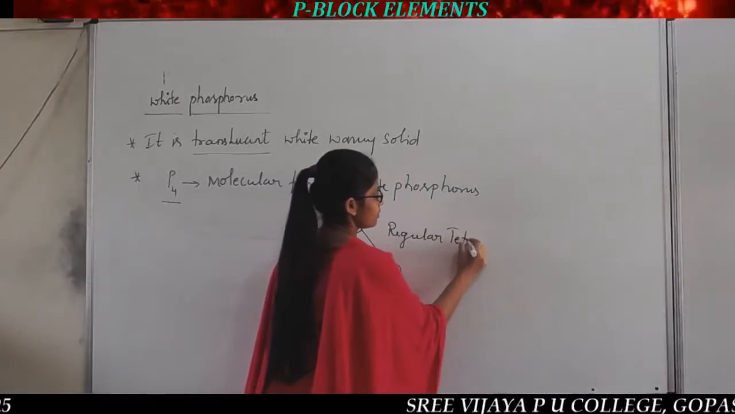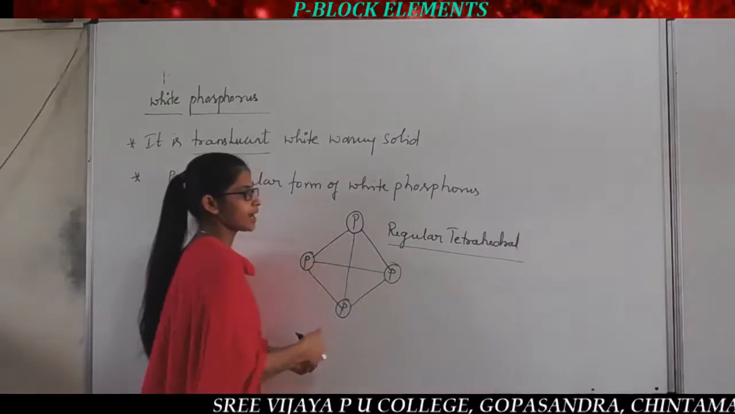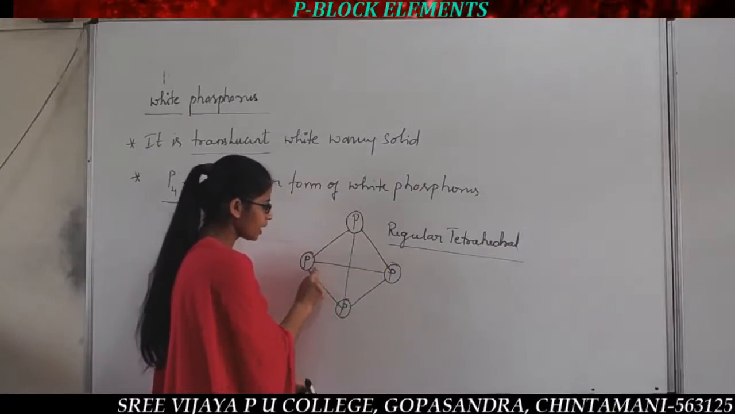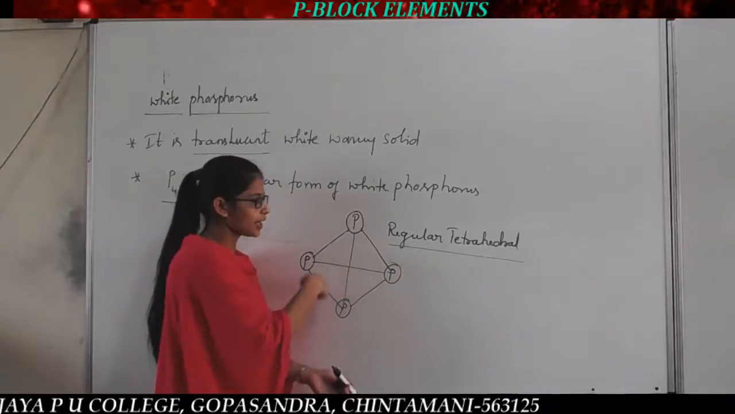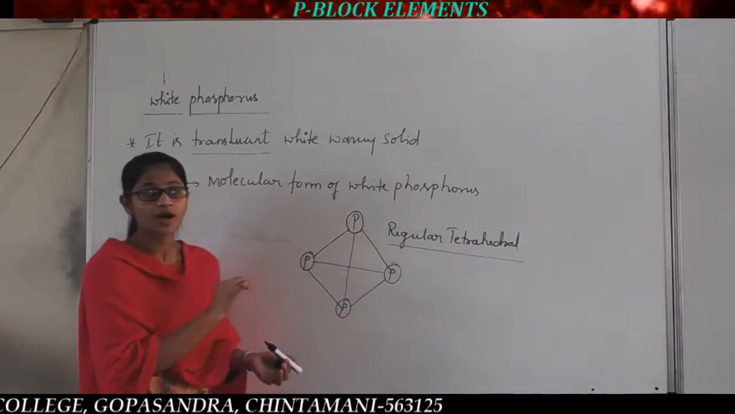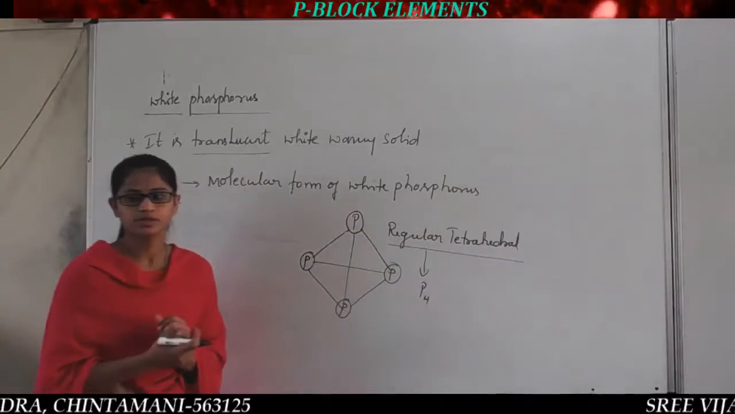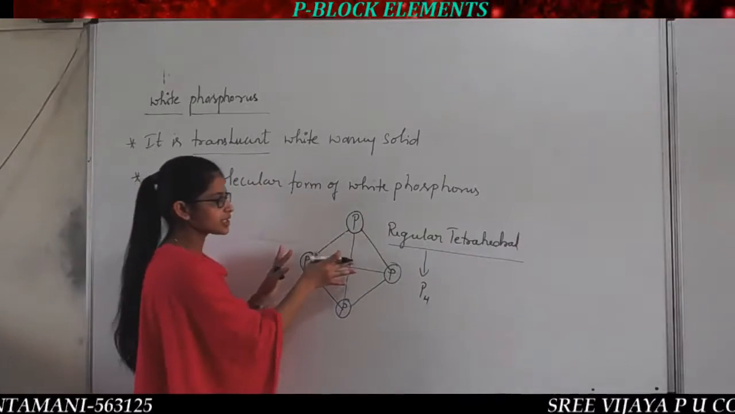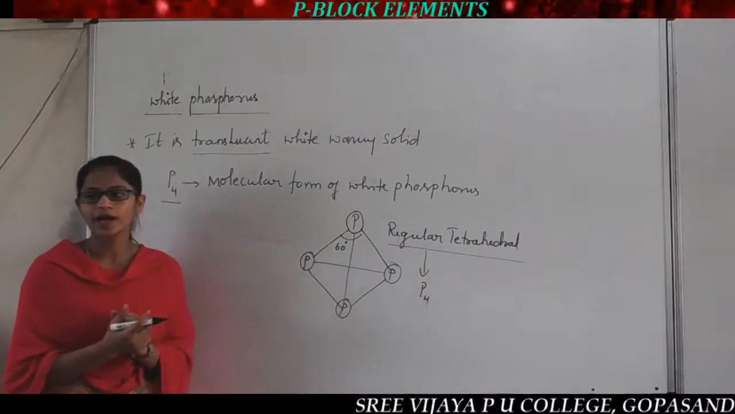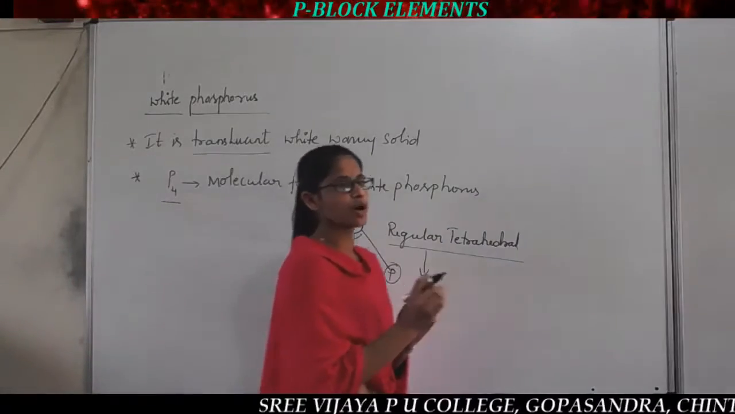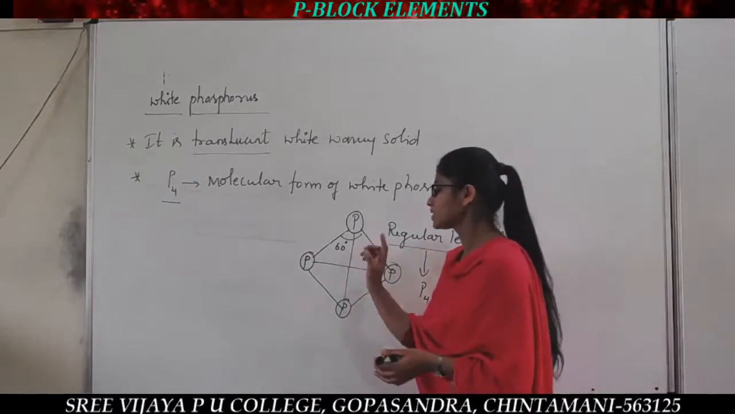Regular tetrahedral. Each corner is occupied by one atom of phosphorus. So four atoms of phosphorus are arranged in a regular tetrahedral structure. It forms one molecule we call P4. It is white phosphorus. The bond angle between these P and P, we call the angle strain, is equal to 60 degrees.